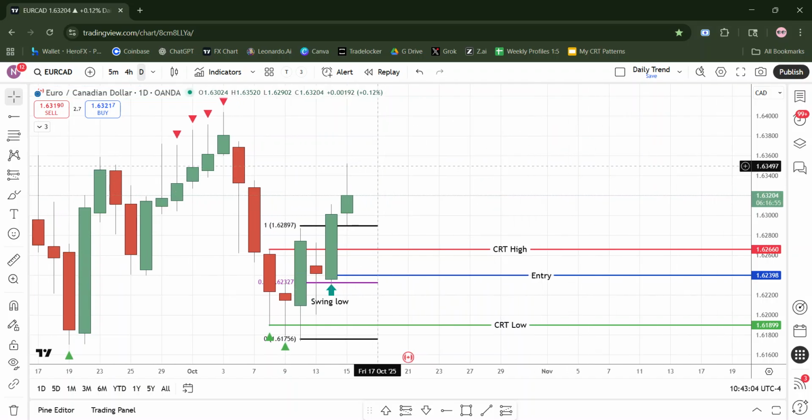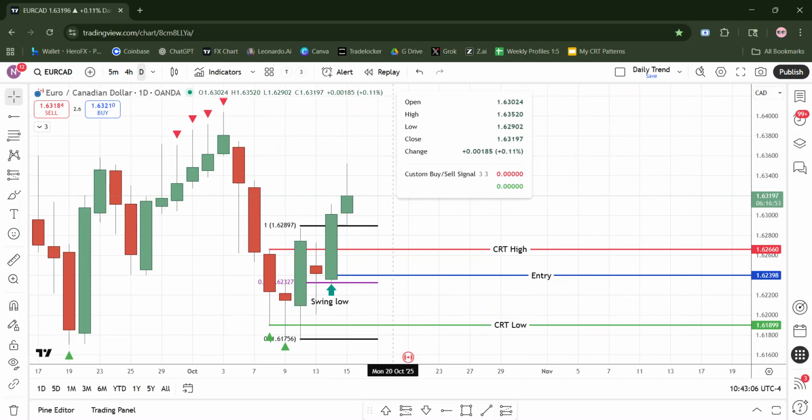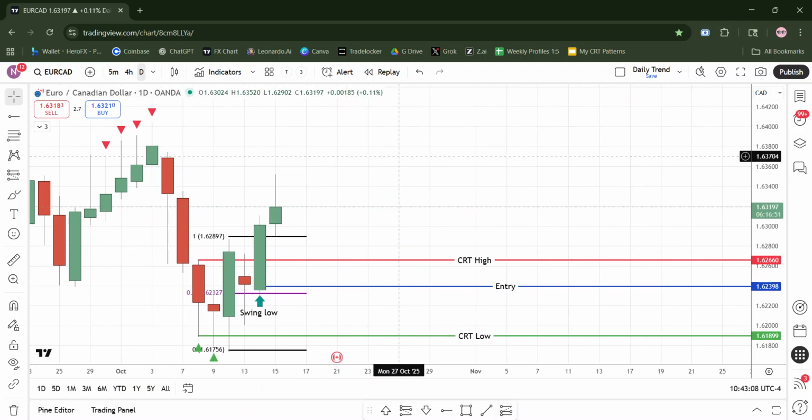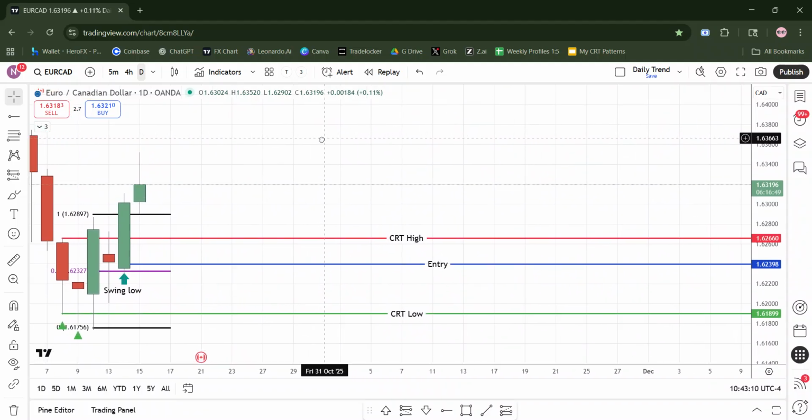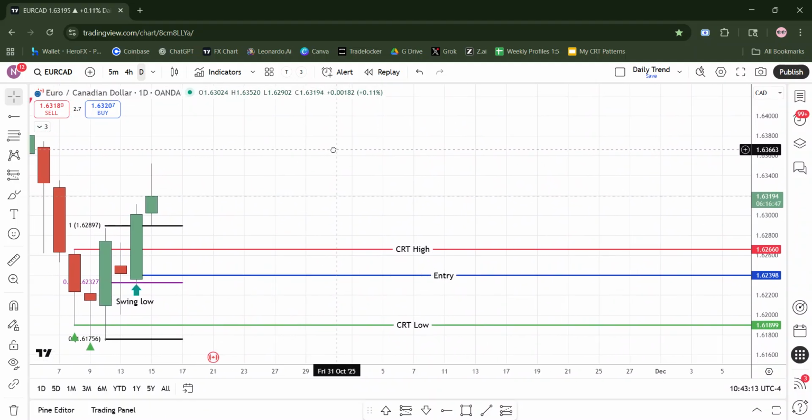Now, I used the indicator. I didn't use the indicator. The indicator just fired to show me a possible long range. So let's go here and do this.